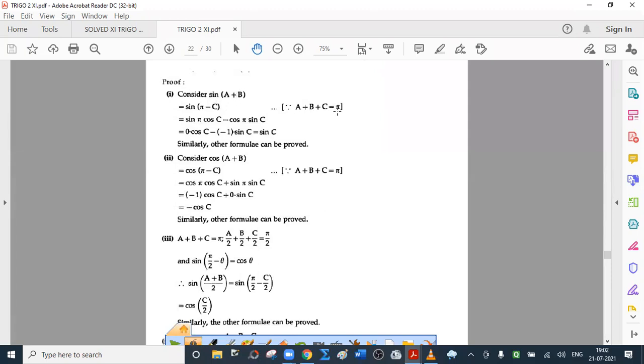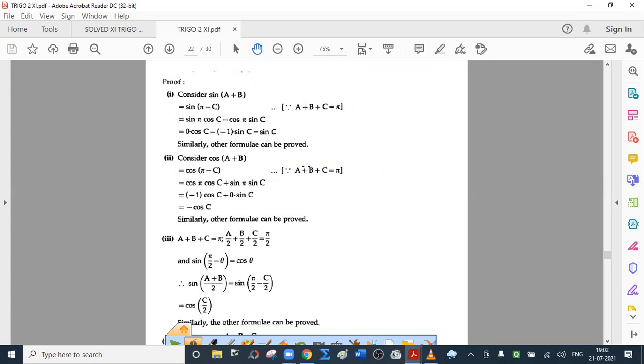Now A plus B plus C is pi, because these are angles of a triangle. So what is A plus B? Pi minus C. Sine of 180 minus theta is sine theta. See, there is no need to use this. We have done this, allied angles. 180 ratio remains the same. Pi minus, second quadrant, sine ratio is positive. So simply sine C.